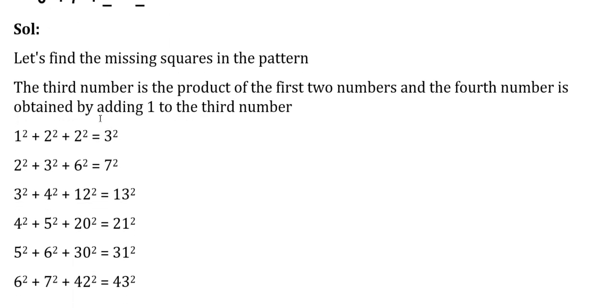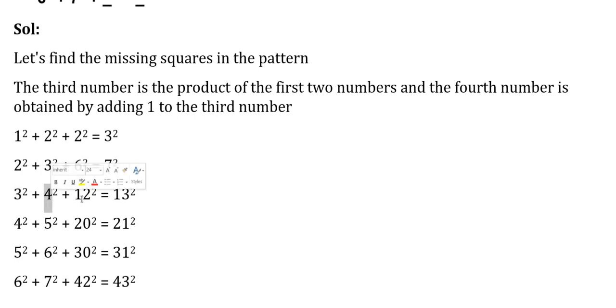This is the pattern. Solution: let's find the missing squares in the pattern. The third number is the product of the first two numbers, and the fourth number is obtained by adding 1 to the third number. Here observe that 1 into 2 is 2. The fourth number is 2 plus 1, which is equal to 3 square. So the sum of these squares is always equal to this. 2 into 3 is equal to 6. 6 plus 1 is equal to 7 square.